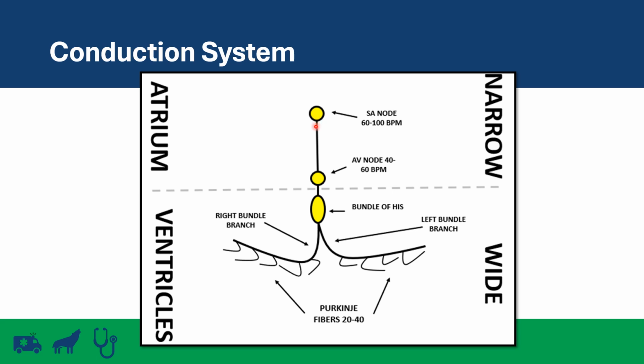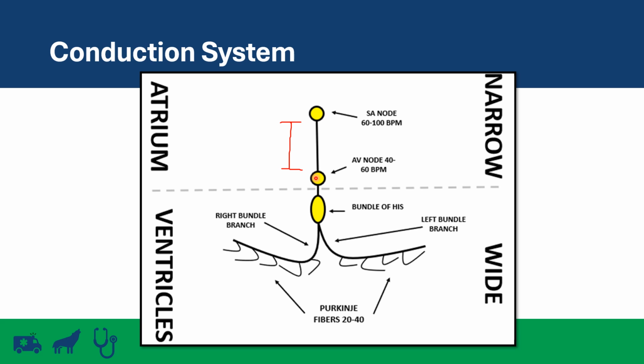That impulse is sent down to the AV node, where the AV node holds on to it for just a very short amount of time to give time for the ventricles to fully fill and for the atria to empty. That interval here is our PR interval. This area from here to here, while the AV node holds on to it, that amount of time represents the PR interval on our EKG.